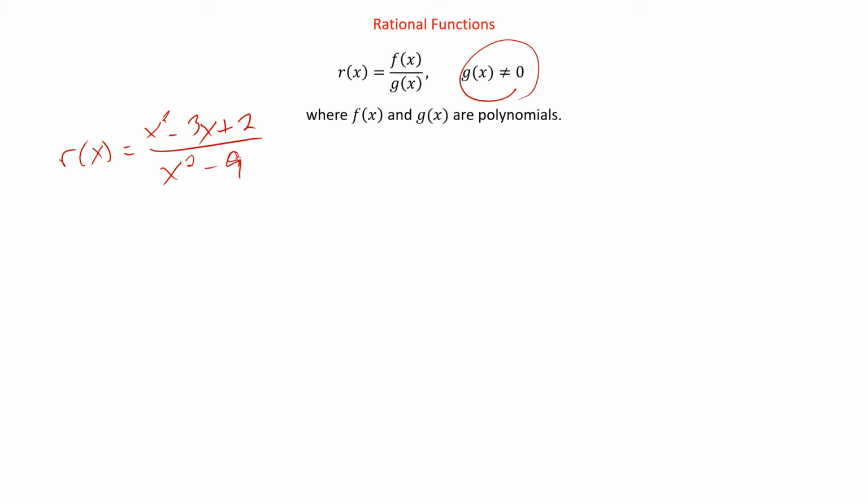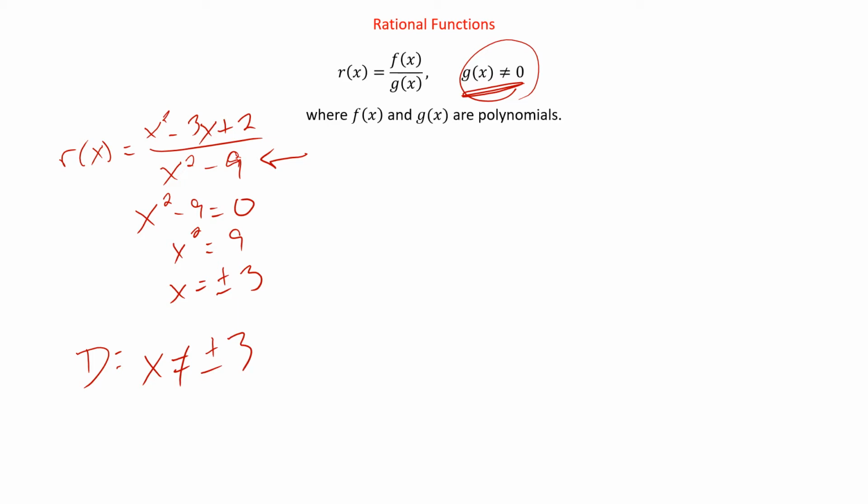Now, one of the things we do is we have to find the domain. Generally speaking, the domain is going to be a restriction. The domain is all real numbers except for what makes the denominator 0, because it can't be 0. Again, those vertical asymptotes. So if we had x squared minus 9 equals 0, that means that x squared would equal 9, which means that x would equal plus or minus 3, which means for the domain, x can't equal plus or minus 3. So all we need to do for the domain is figure out what makes the denominator equal to 0, and then x can't equal that.